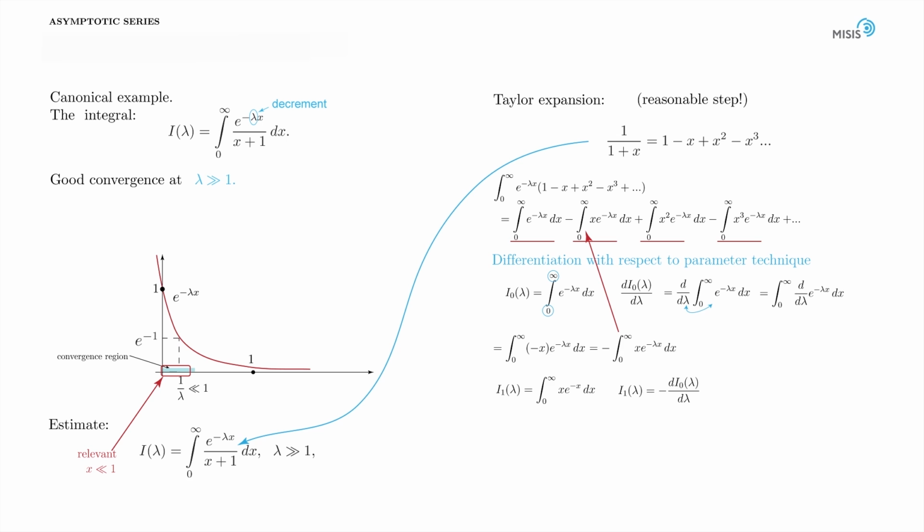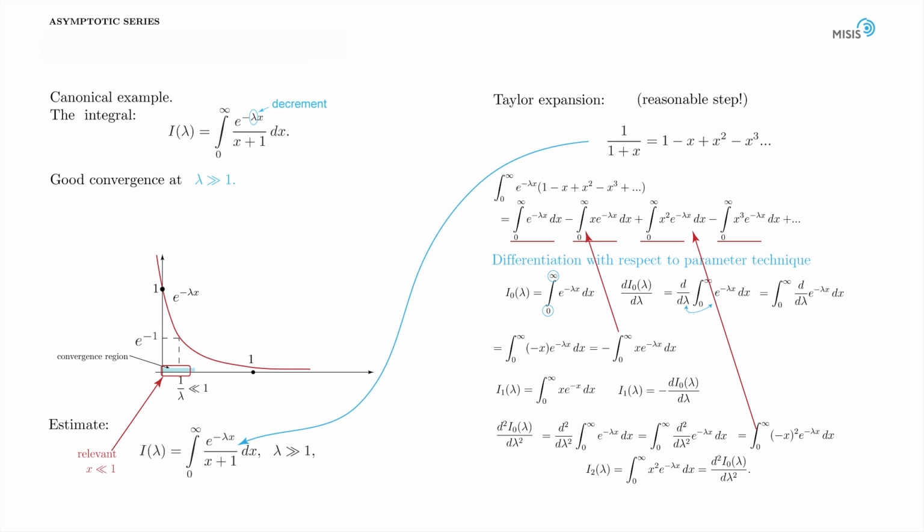Now let's try to do the same trick twice. We differentiate I0 with respect to lambda two times. Again, the derivative is pushed through the integral sign and acts on the exponential only. This time it brings two minus x factors into the integrand. This way, we obtain the third integral in our series. So I2 is equal to the second derivative of I0 with respect to lambda. Now I hope you see where I'm aiming at.